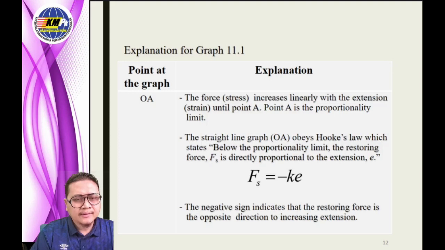By using the equation formed due to Hooke's law, Fs is equal to negative Ke, and the negative sign indicates that the restoring force is in the opposite direction to the increasing extension, which means the longer the extension, the greater the force. The same goes vice versa.